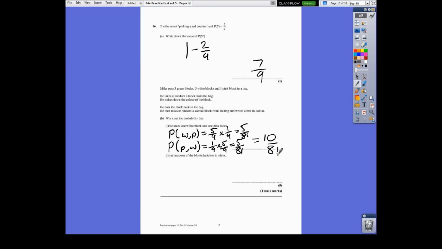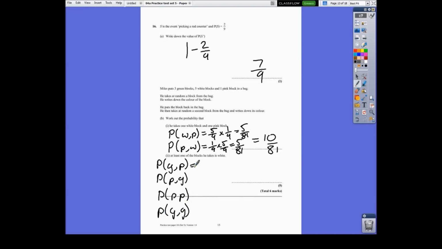The best way of doing it is finding the probability of them not being white. So to do that, we can have green and pink, or we can have pink and green, or we could have pink and pink, or green and green.